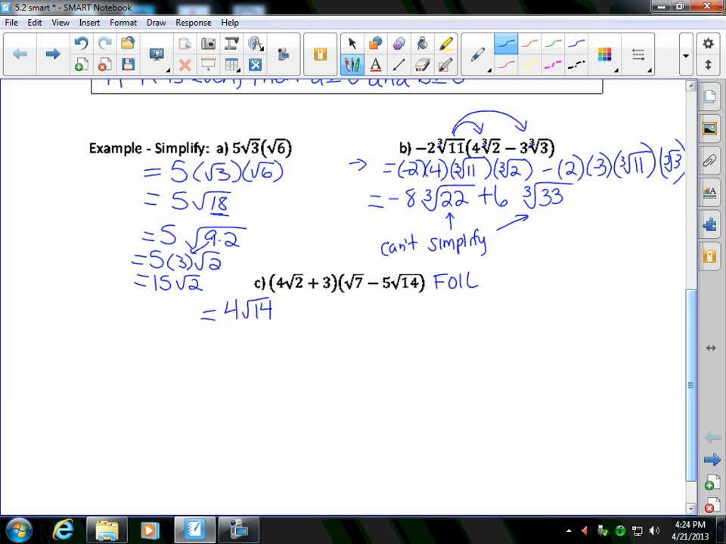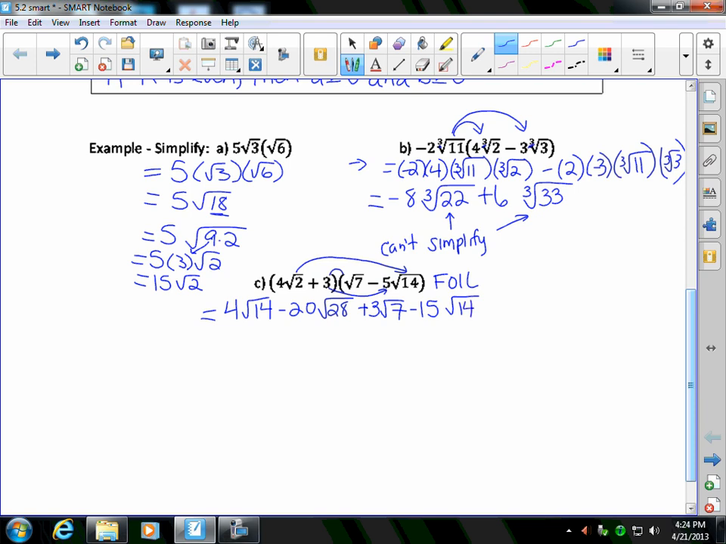Now I'm going to do my outside, so 4 times negative 5 will be a negative 20. Square root 2 times square root of 14, square root 28. My insides are 3 times square root 7, so that's positive 3 square root 7. And then my lasts are going to be a positive 3 times a negative 5, so negative 15 square root 14.